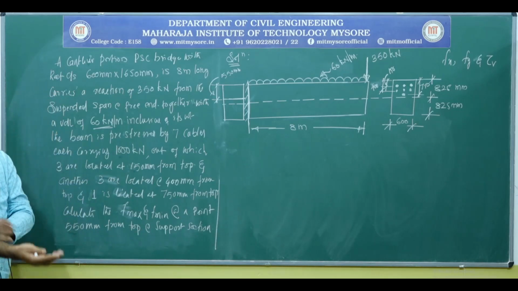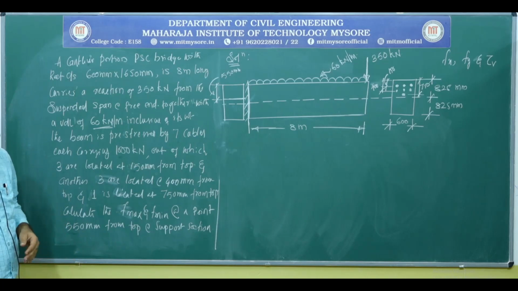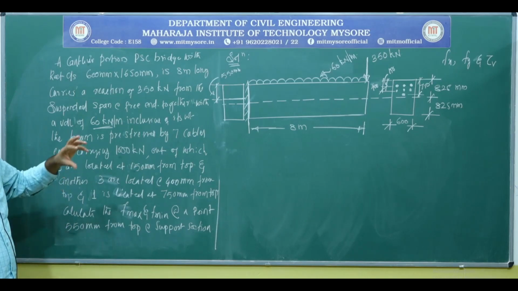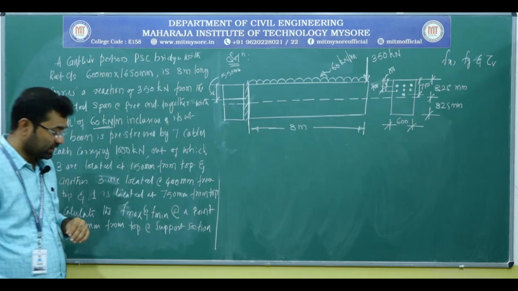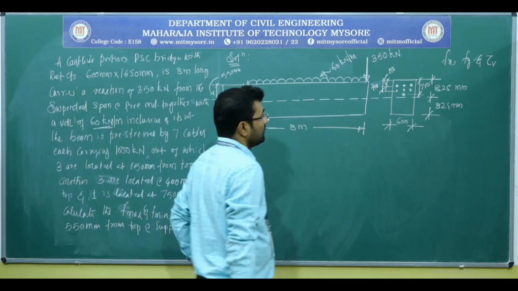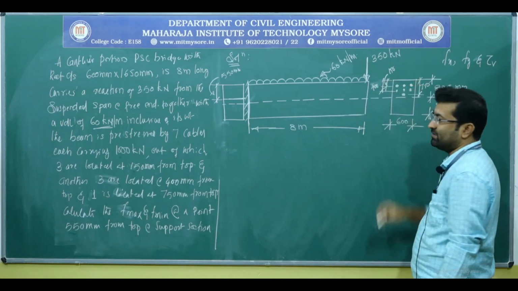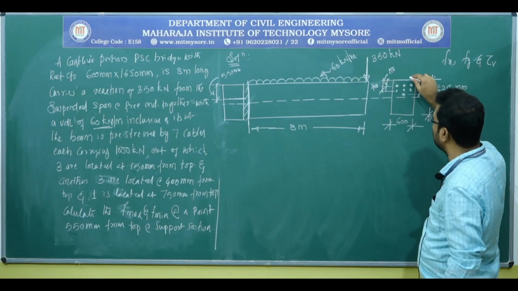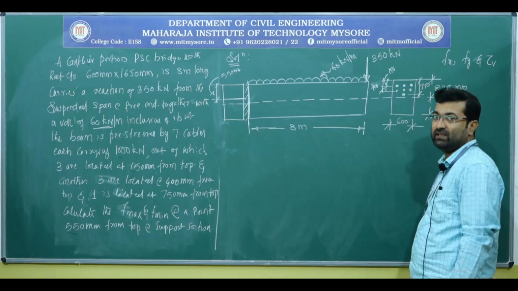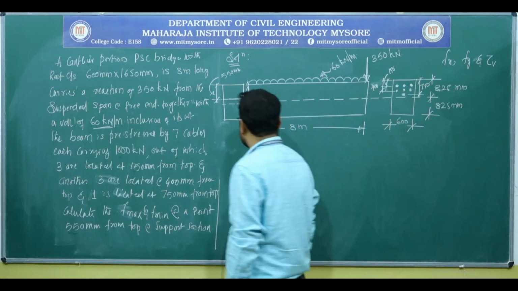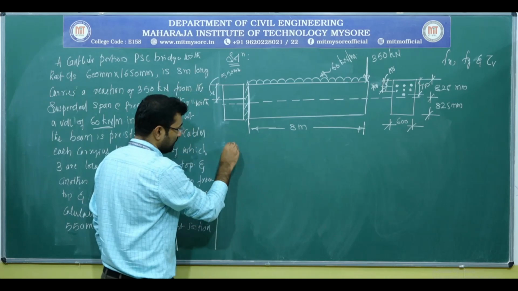So before starting, we need to see where exactly the moment is developed and how much the moment is. You can see here the cables are in a scattered manner. So we don't have any specific eccentricity of the cable. So we need to calculate the eccentricity of the cable.